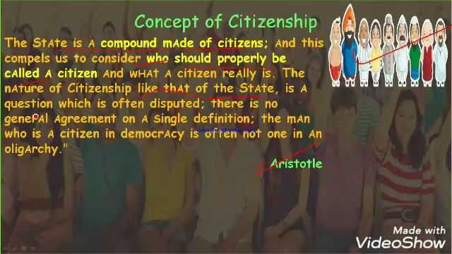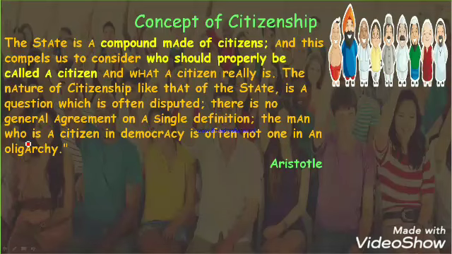The nature of a citizen, like that of the state, is a question which is often disputed. There is no general agreement that a single definition will define citizenship. For example, there is a man who was born in this land. Will he only be called a citizen of that country? No, it will not, because if some other person lives there as a foreigner for so many years, then he should also be called a citizen. The man who is a citizen in a democracy is often not one in an oligarchy. So in this definition, you get to know what citizenship is. A state is made up of citizens. Who should be called a citizen was defined by Aristotle.